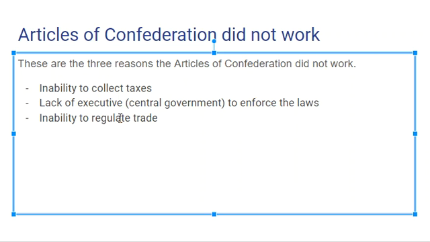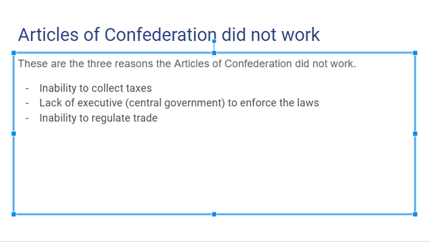And there was an inability to regulate trade. States could just do whatever they wanted. They traded with any country, they traded with other states. There was no way to regulate trade. So these are the reasons why the Articles of Confederation did not work.